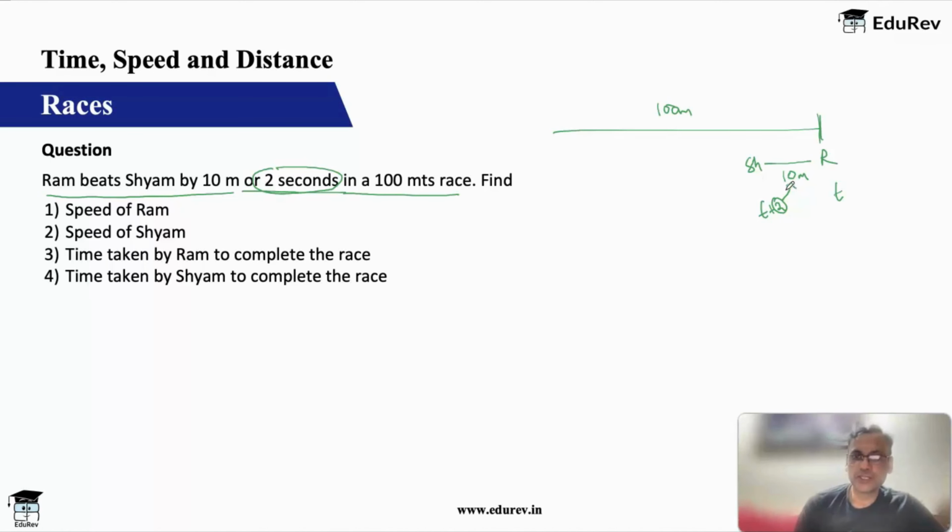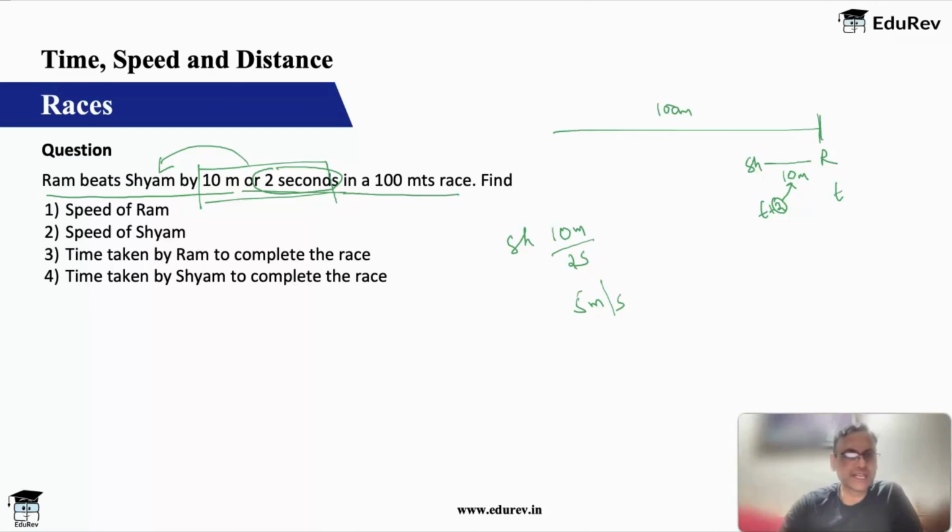Right? So that gives you the speed of Shyam. Shyam covers a distance of 10 meters in 2 seconds. So his speed is 10 by 2, 5 meters per second. Because 10 meters or 2 seconds means it takes 2 seconds to cover 10 meters for Shyam. So the second part is answered. Speed of Shyam is 5 meters per second.